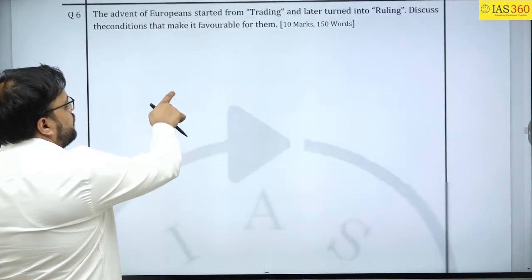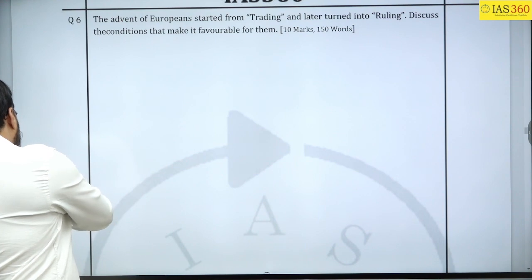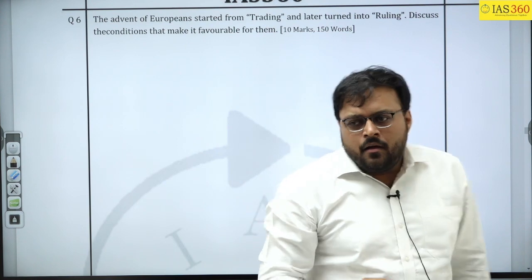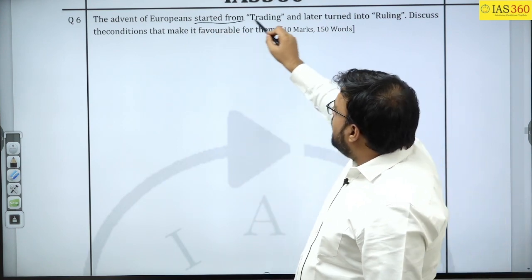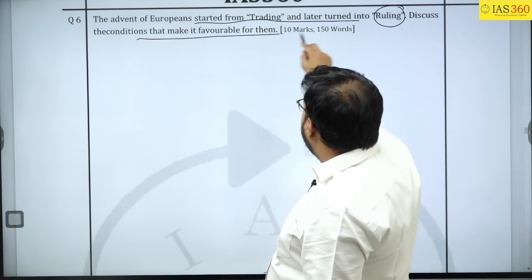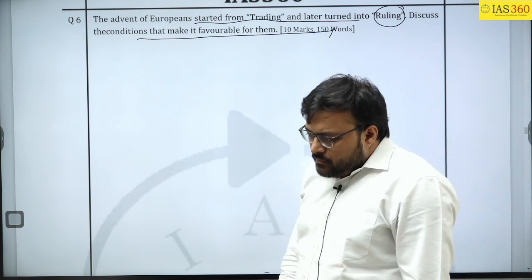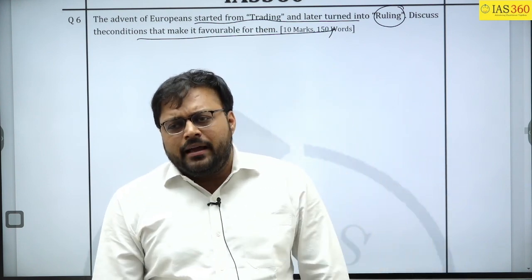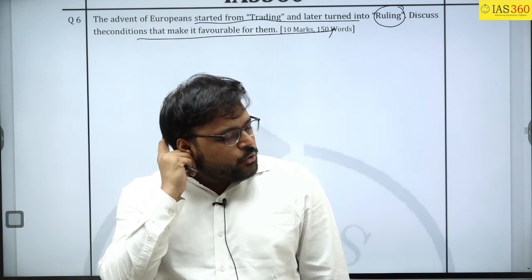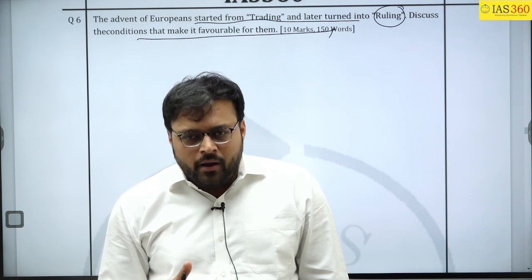Now the next question. The advent of Europeans. Here the same point will apply that we discussed earlier. The advent of Europeans started from trading and later turned into ruling. Discuss the conditions that made it favorable for them. Some of the students have introduced it like this: that the Britishers have ruled over India for the last 200 years and all. The question is not about the Britishers, the question is about the Europeans.